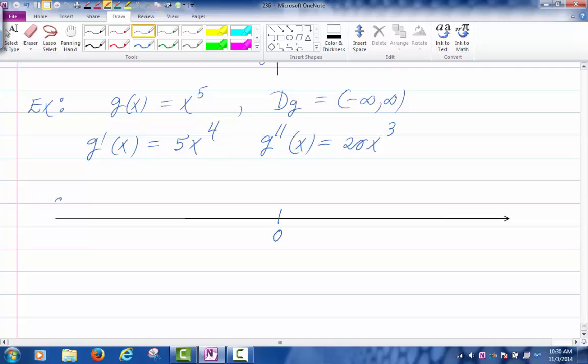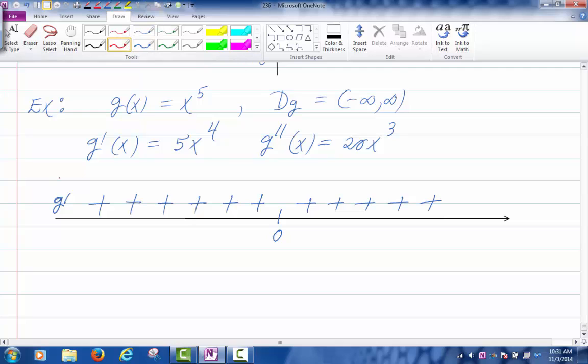So let's see. What's the sign of the derivative g prime? When x is positive, what can you say about the sign of g prime? It's positive here, and is it positive here as well? Because when x is negative, actually x to the 4 is still positive. So I know that g prime is positive throughout.